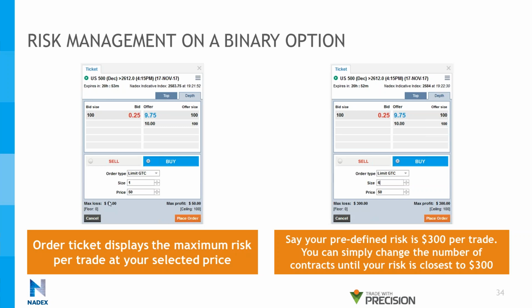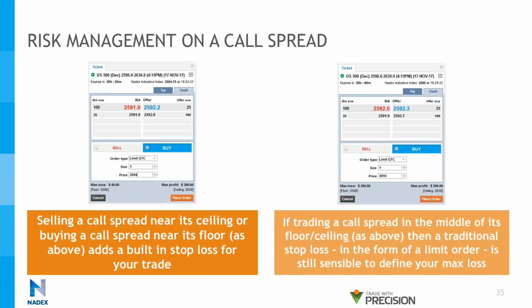If it's $50, then you're going to be trading one contract. If your tolerance is upward toward $300, then you can trade as much as 6 contracts. If you're in between, say it's $150, then you're looking probably at 3 contracts. So the order ticket makes it very easy, by looking at this box down here, to determine where you're at in terms of how much cash you want to put at risk. Managing risk when trading call spreads can be done simply by buying the call spread near its floor or selling the call spread near the ceiling price.